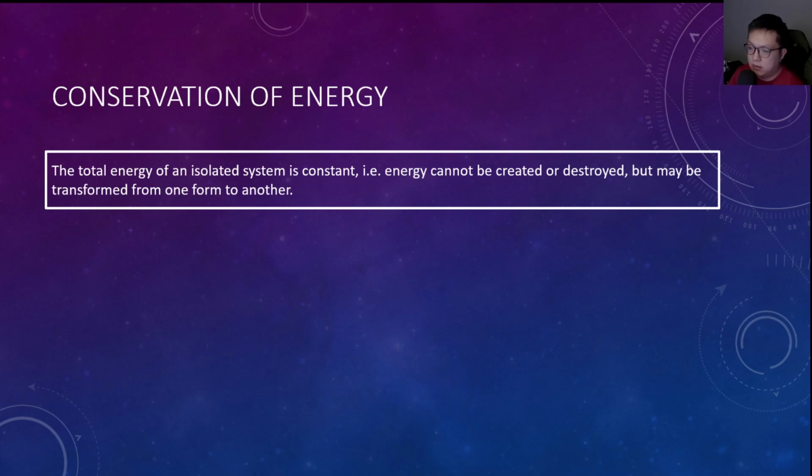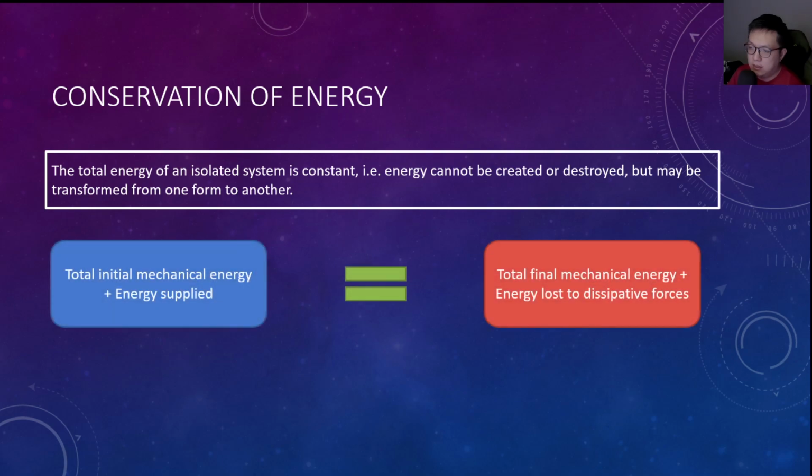Alright. Let's look at some of the examples we have over here. So let's write this out a little bit clearly. This is total initial mechanical energy. But if I supply energy into the system, this would be equal to the total final mechanical energy plus the energy lost to dissipative forces. So if I expand my system to allow energy to be supplied in, and energy to be lost to, let's say, friction or drag force, the total system is still balanced. So I will never gain or lose energy in the system.